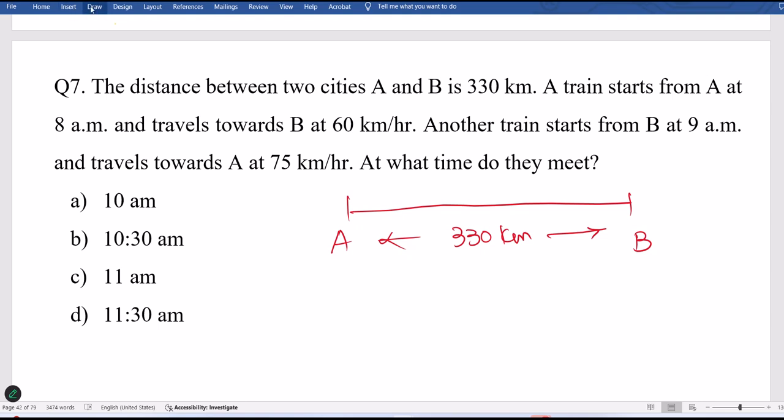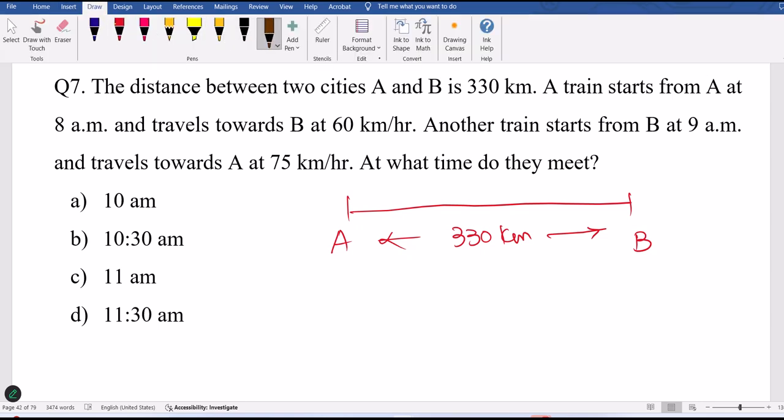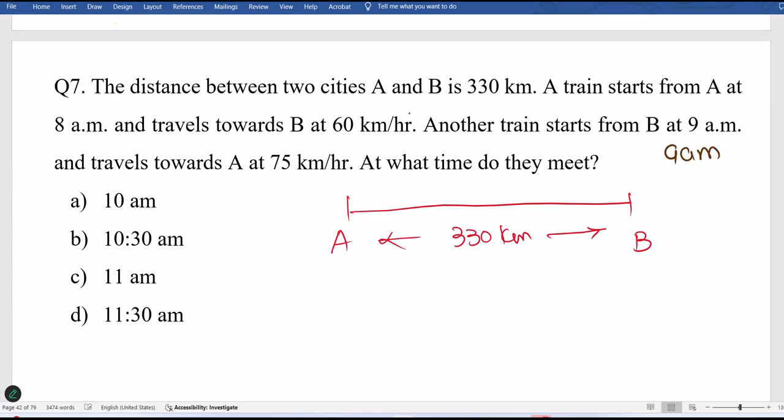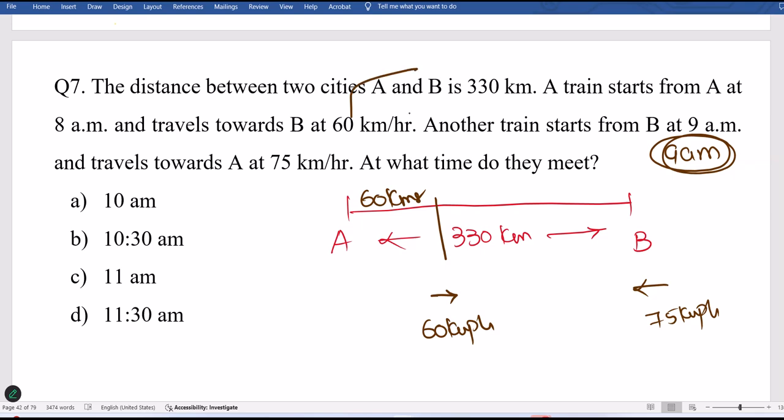Among the two timings, you have to go for the late time, which is nothing but 9 a.m. So this train is traveling at 75 kilometers per hour. Now at 9 a.m., what is happening? See, the other train has already traveled a certain distance. This is 60 kilometers per hour. This other train has already traveled 60 kilometers. Why, sir? The first train's speed is 60 kilometers per hour, so it can travel 60 kilometers in 1 hour, from 8 a.m. to 9 a.m. Train 1 is traveling. Train 2 starts at 9 a.m.